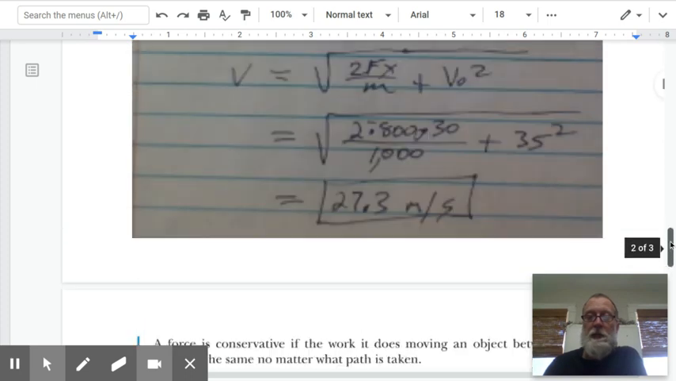Now it's just a matter of putting the numbers in. The square root of 2 times negative 8,000 times 30 divided by 1,000 plus 35 squared is 27.3 meters per second. So the car is going to slam into the other car at 27.3 meters per second.